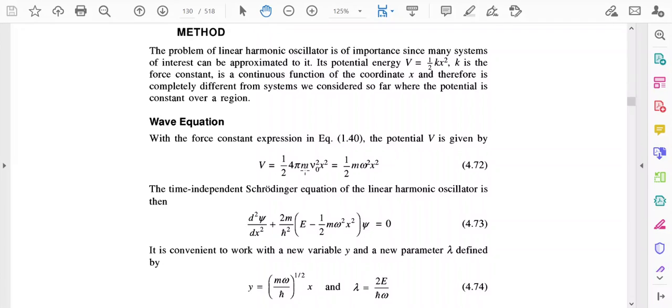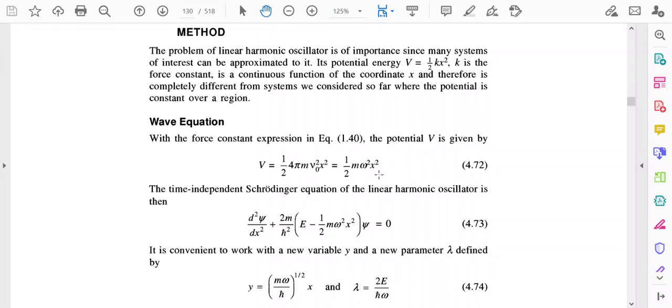We know that omega is equal to 2 pi nu, where nu 0 is the linear frequency and omega is the angular frequency. So half k x square can be written as half m omega square x square, where omega is equal to 2 pi nu. So omega square will be 4 pi square nu 0 square. So potential energy V can be written as half m omega square x square. We learned this when we studied the problem of the classical harmonic oscillator.